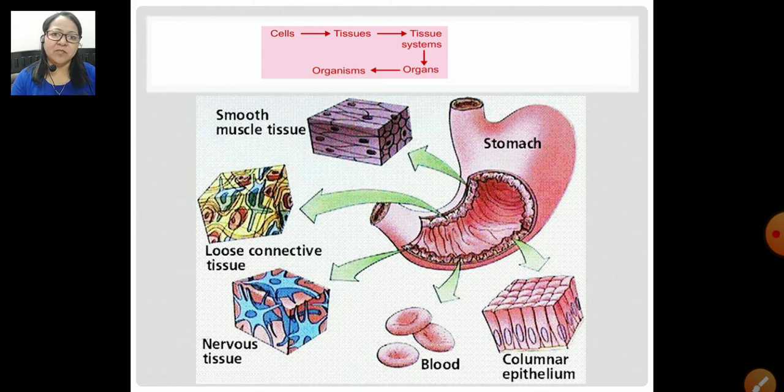Here is a diagram where we can find out that a very simple organ like the stomach consists of a number of tissues. You can read lots of names here. We have to discuss all these tissues one by one. Like there is nervous tissue, epithelial tissue, muscular tissue, and connective tissue. So we will study all these different types of tissues in animals.